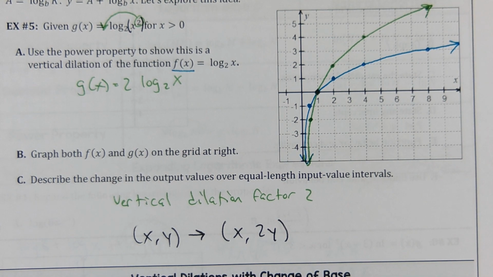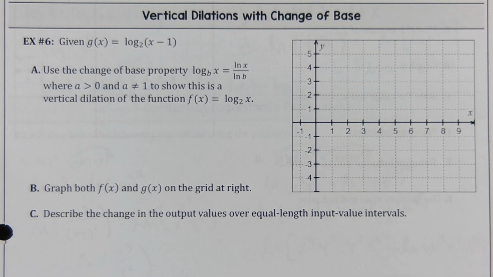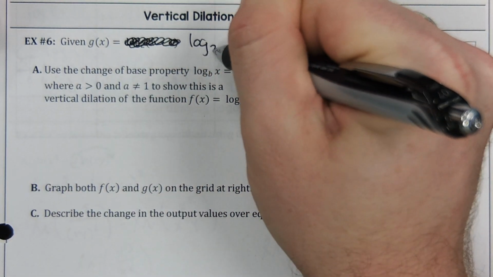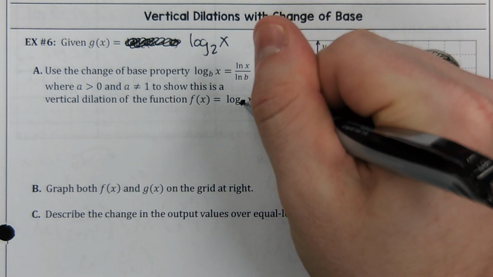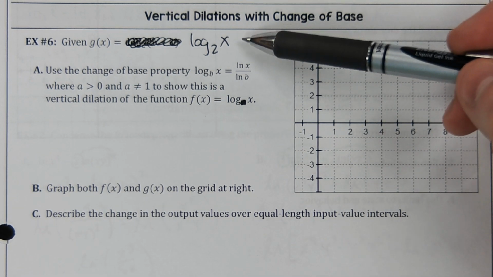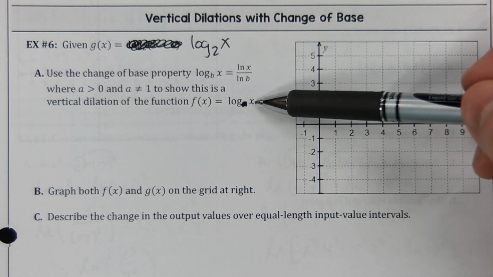This next question makes no sense the way it's written, so we're going to edit it so that it makes more sense for us, and it'll just be a straight up and down better question. We're going to say that g of x is log base 2 of x, and we're going to say that f of x is log of x. The goal here is to show that log base 2 of x is a vertical dilation of log of x, the common log. This one would be log base 10.